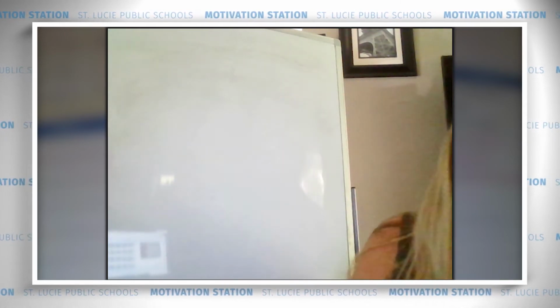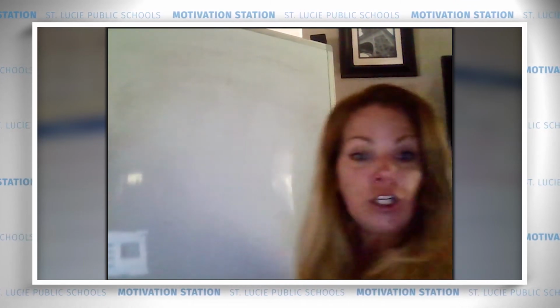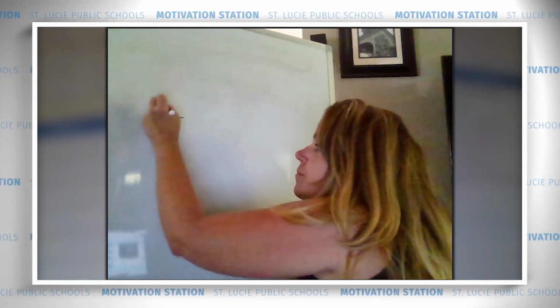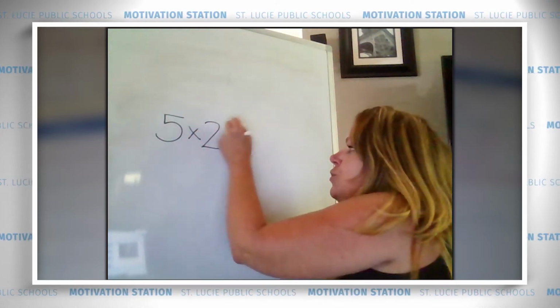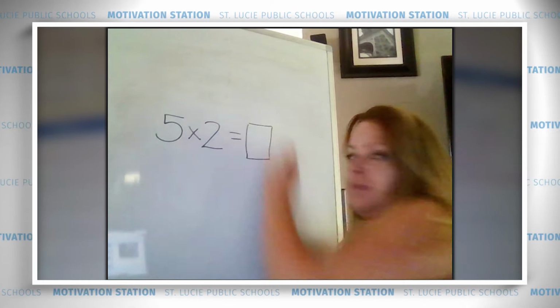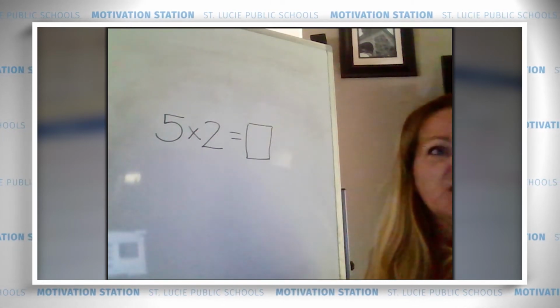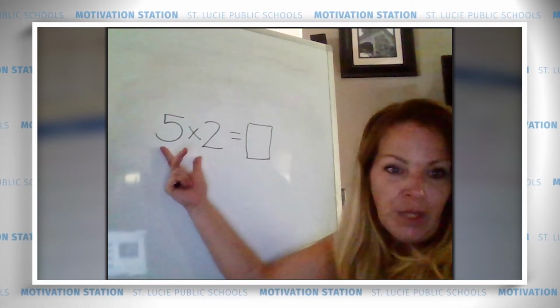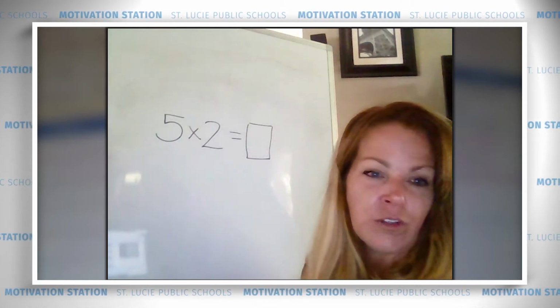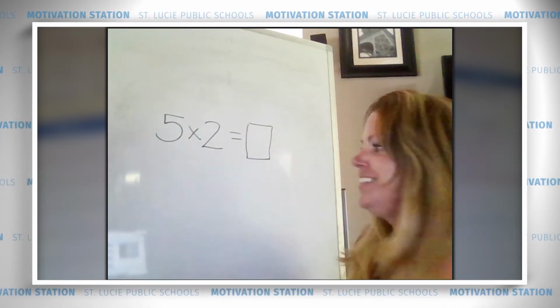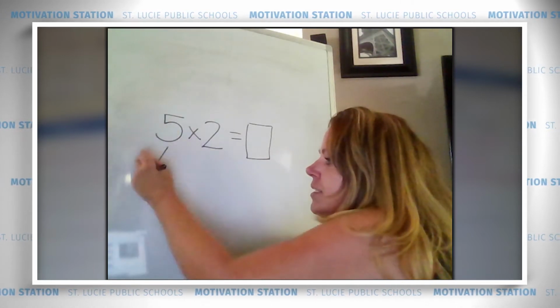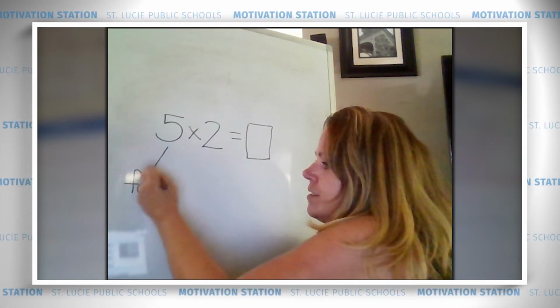All right. So let's start out with just writing a multiplication equation. 5 groups of 2 equals something. Okay? So the numbers we multiply together, do you guys remember from 3rd grade what those are called? They're called factors.